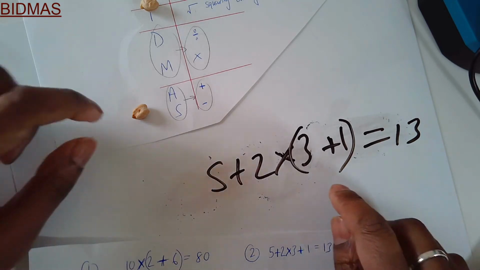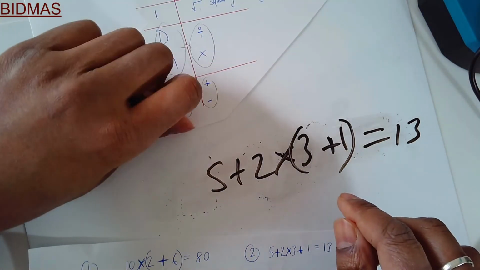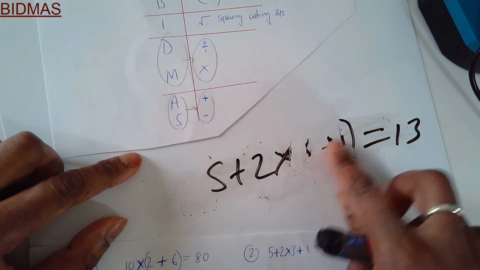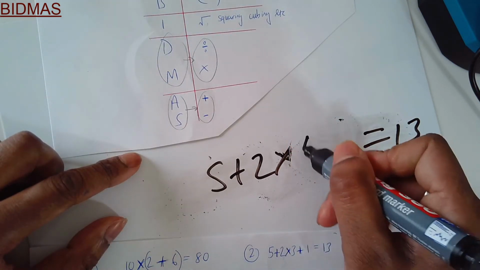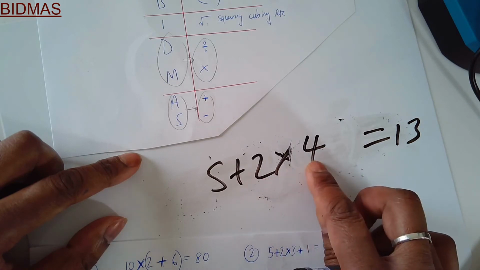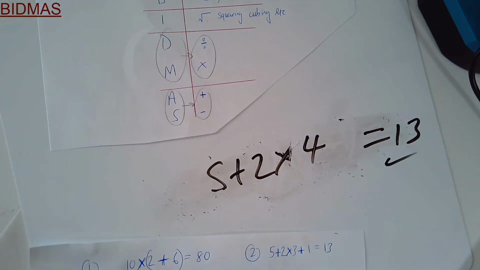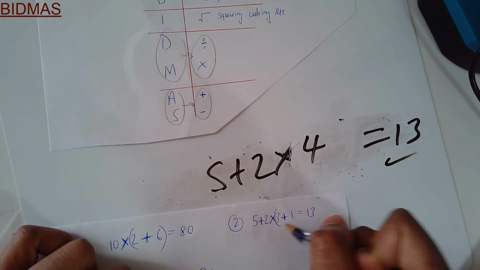So we've got brackets first. 3 add 1 is 4. 2 times 4 is 8. 8 add 5 is 13. It works. So putting the brackets there works.